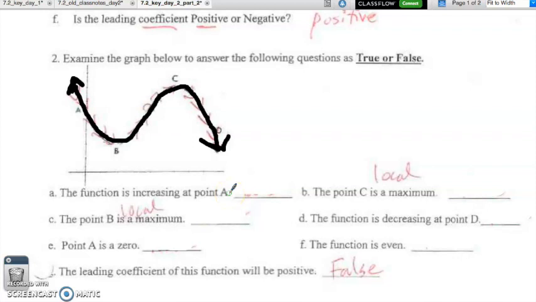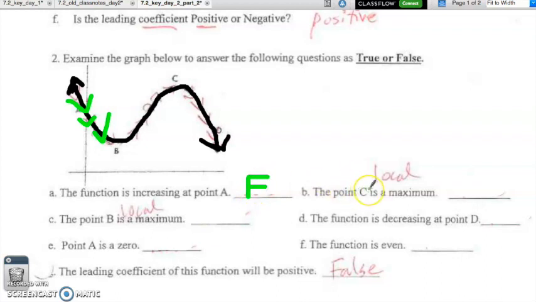Well, let's think about this. Although this arrow is pointing up, we read graphs from left to right. So from the left to the right, the graph is actually going downward towards A. And it keeps going down until it hits the low point, or the minimum, or the local minimum B. So the function is increasing at A? No, it's going downward, so this is false.